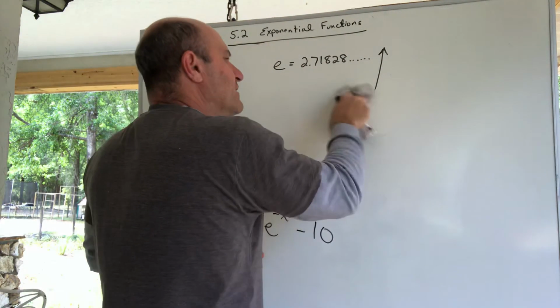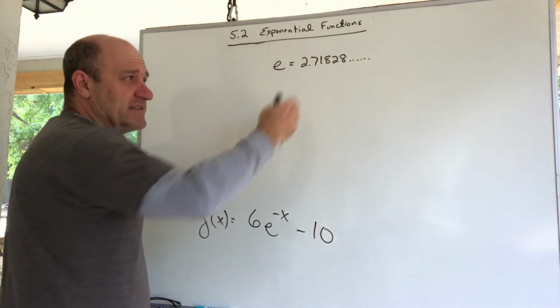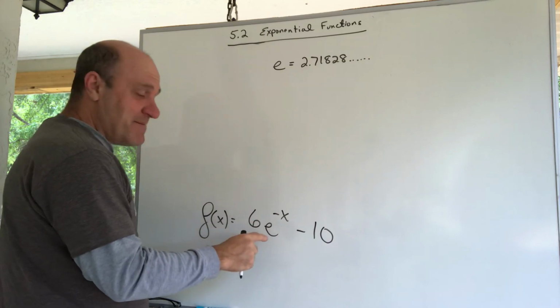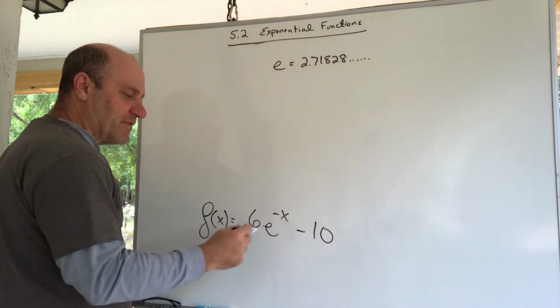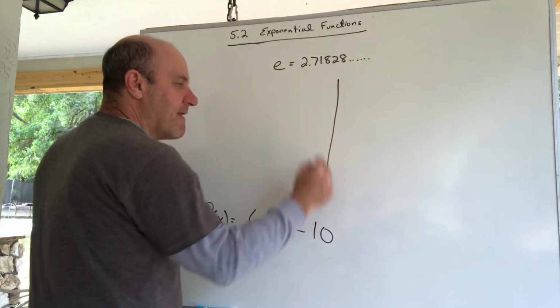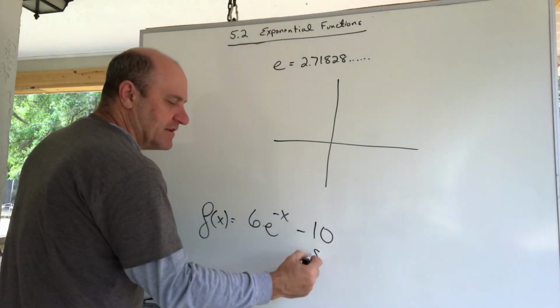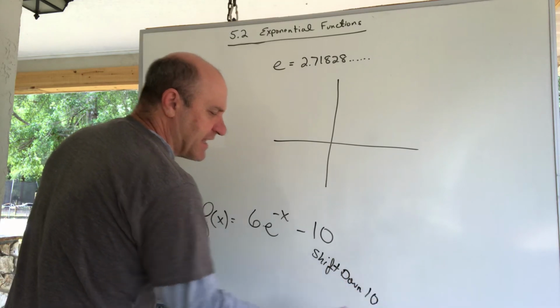For just a second, the base is e, no big deal. 2.7 is just a number. You could plot points. You should have an e button on your calculator. I'll talk about that in a minute. But I'm trying to graph some fancy graphs here. Let me think here. Let's just forget about the shift down 10 for just a second. Cover it up.